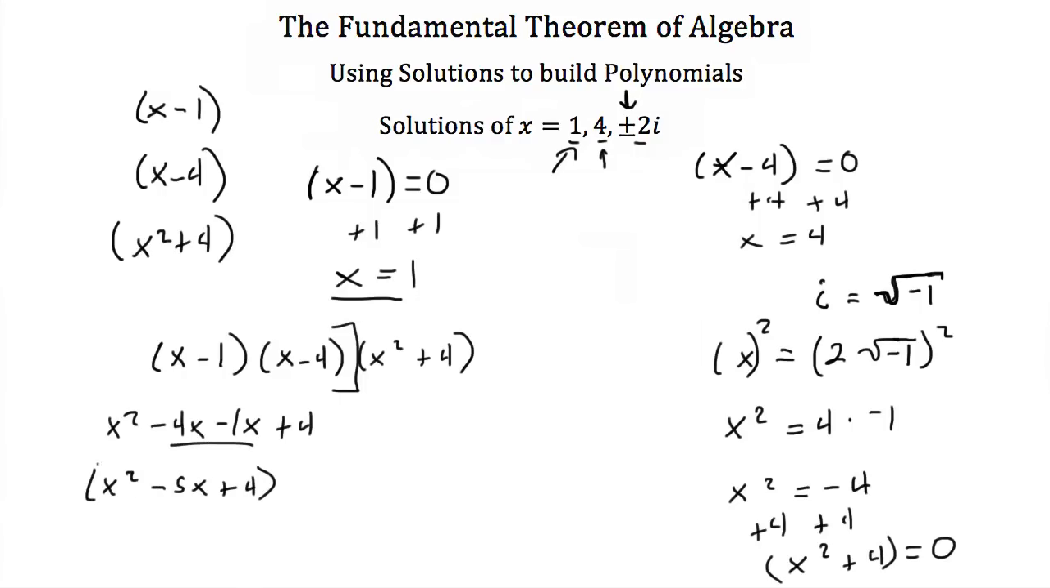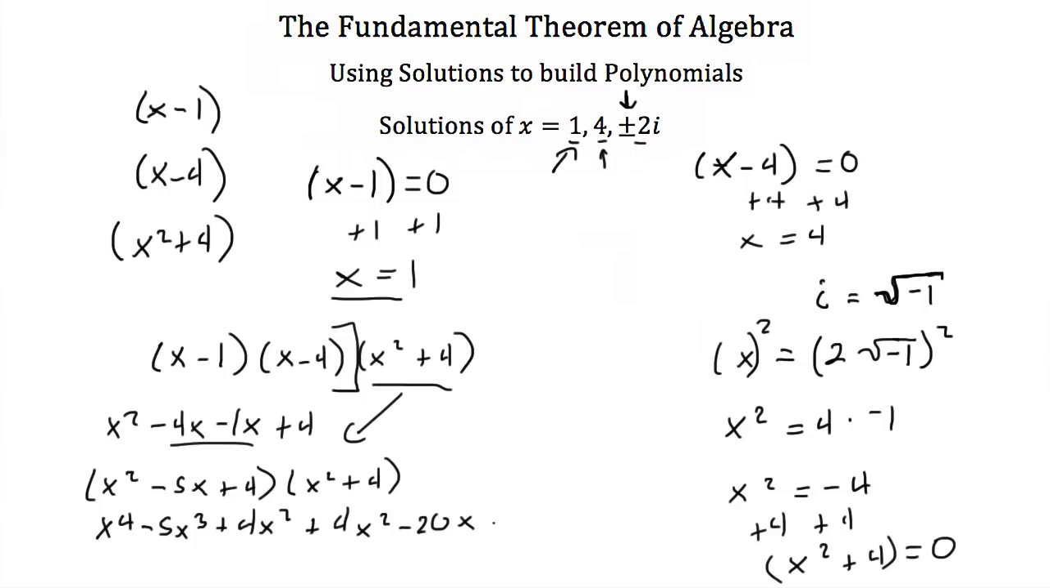Then we can't forget this last factor. We need to multiply this result here by x squared plus 4. x squared times x squared is x to the 4th. A minus 5x times x squared is a minus 5x cubed. And 4x times x squared is a 4x squared. Now we got to take care of this 4. x squared times the 4 is a 4x squared. Minus 5x times 4 is a minus 20x. And 4 times 4 is a positive 16.